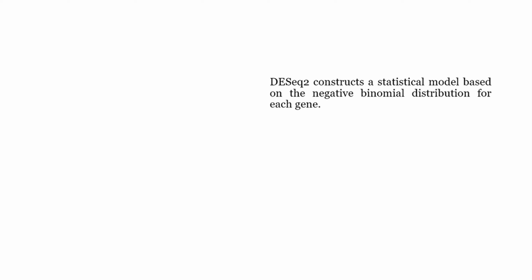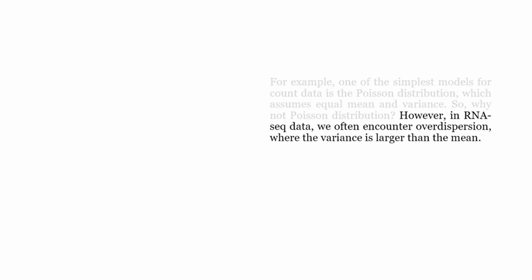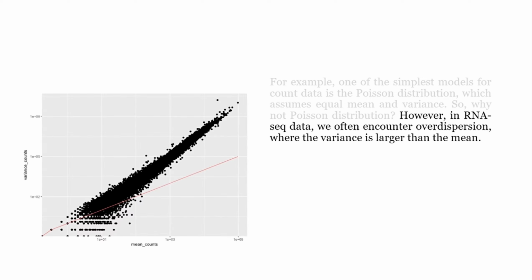But why negative binomial distribution? For example, one of the simplest models for count data is the Poisson distribution, which assumes equal mean and variance. So why not Poisson distribution? However, in RNA-Seq data, we often encounter over-dispersion, where the variance is larger than the mean, and hence the variance is not equal to the mean. We can't use Poisson distribution.